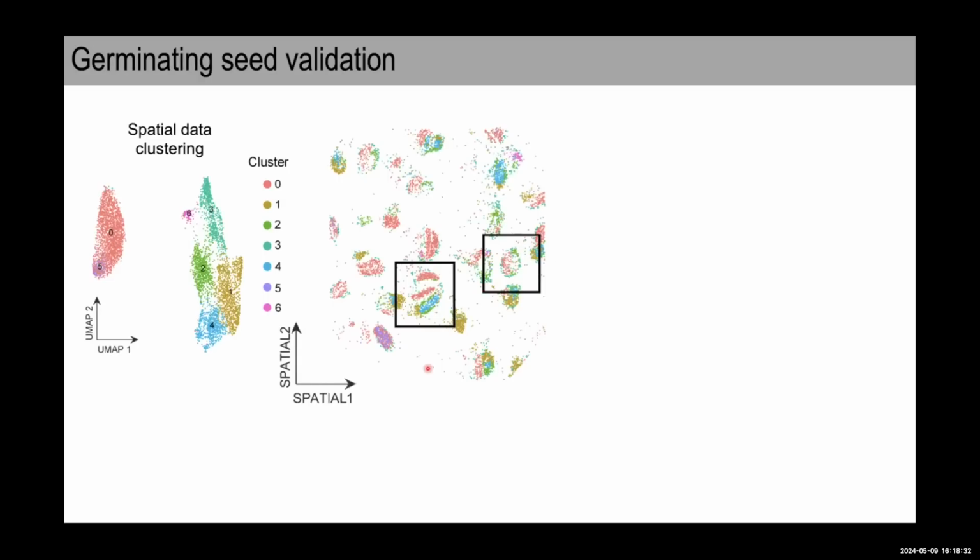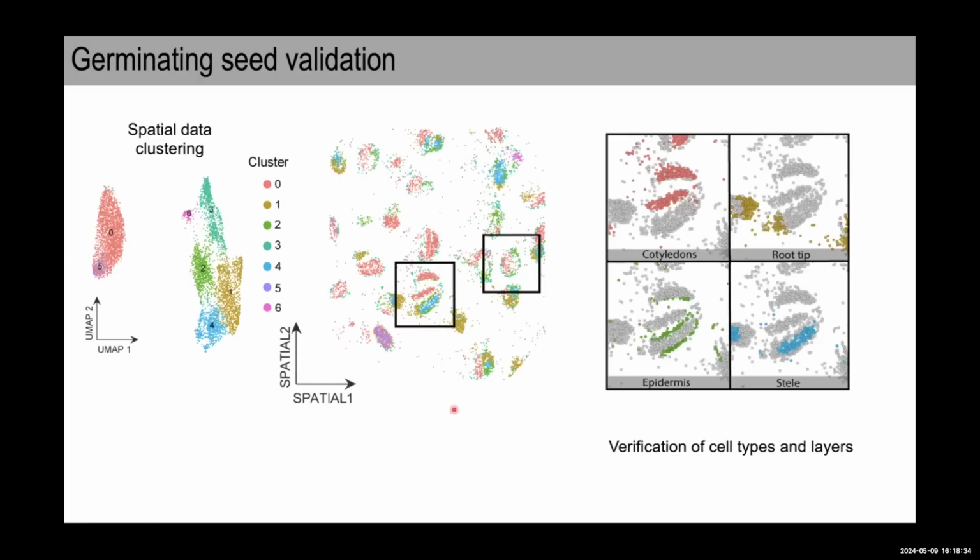So these are just zoomed in here of the developing seed. And when we take these different cluster colors, we can see that essentially they correspond to different regions of the developing seedling. So we can annotate the cotyledons and root tip and maybe the epidermis and the vasculature or stele of the plant. And that's just based on how the clustering looks and transferring the colors.